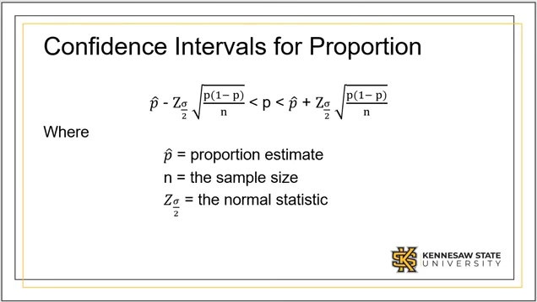For large sample sizes with NP and N times 1 minus P greater than or equal to 5, the normal distribution can be used to calculate a confidence interval for a proportion. The formula is given here. P hat is the point estimate for the proportion. N is the sample size, and Z is the critical statistic based on a given alpha.